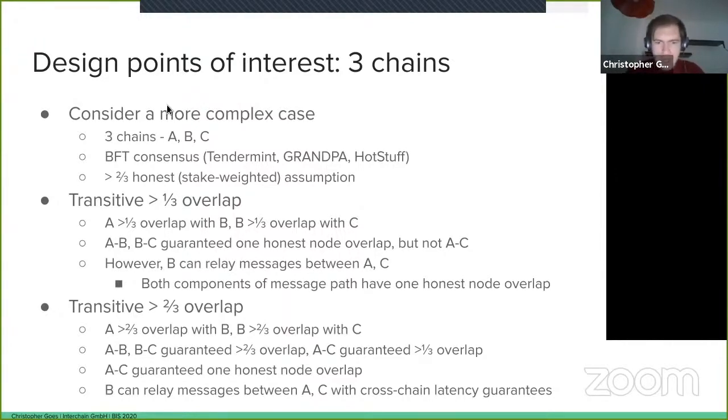But because B and A have 2/3 overlap and B and C have 2/3 overlap, if we instead relay a cross-chain message from A to B and then from B to C, in both of those hops, we can have this kind of latency bound, and so we can add the latency bounds together, basically. And we end up getting this latency bound for messages which are relayed from A to C through B, which we couldn't get if we relayed directly from A to C.